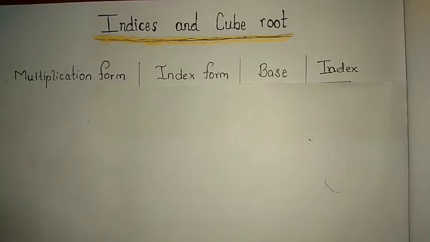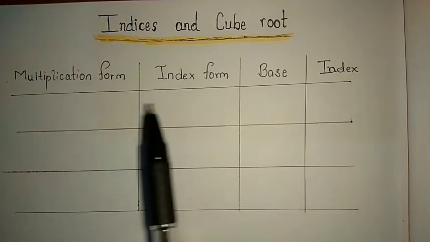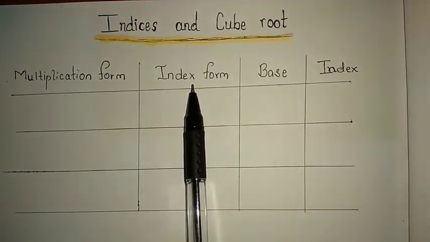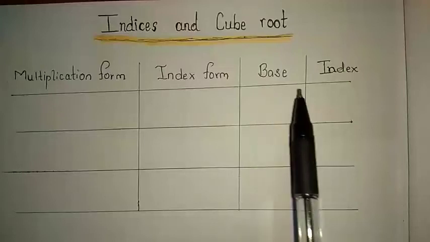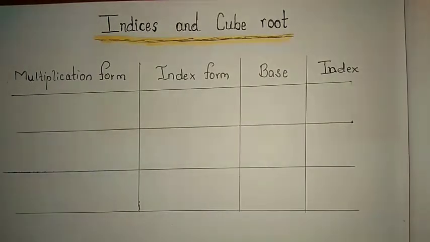So multiplication form, index form, what is base and what is index. I have drawn 4 columns here. In the first column I have written multiplication form, in the second column index form, the third one is the base, and in the last column I have written index. Multiplication form means what? And what do you mean by indices? How to write in index form?